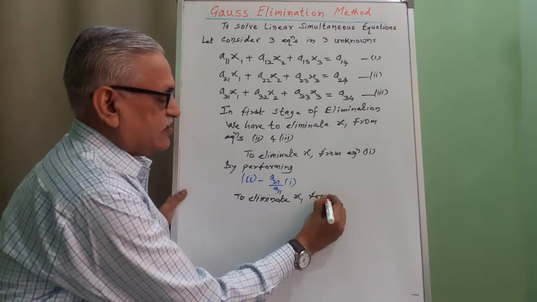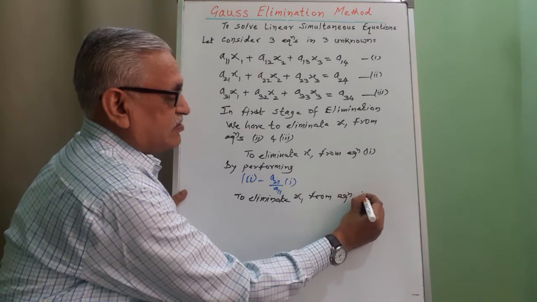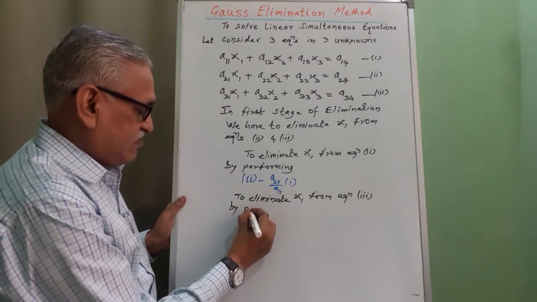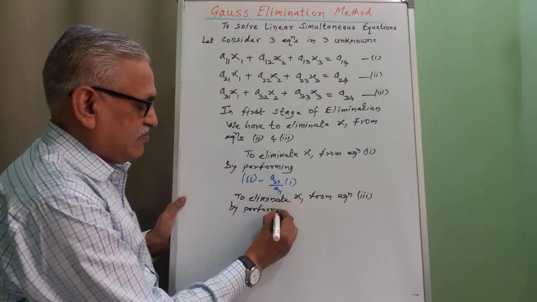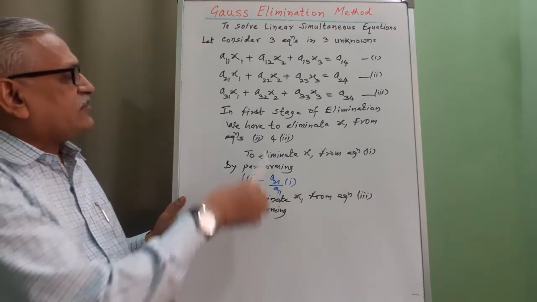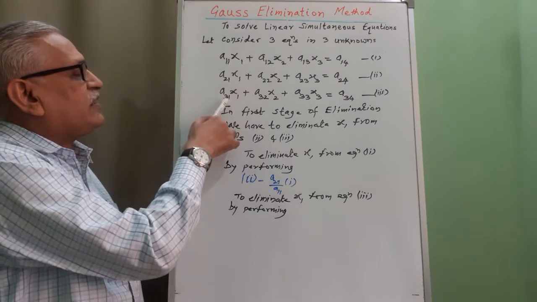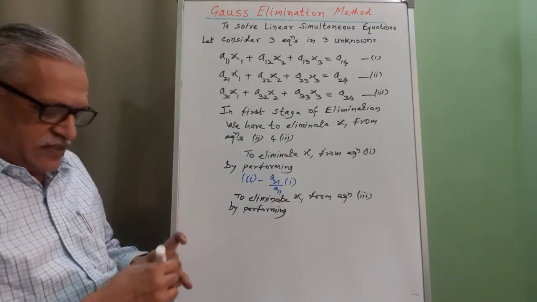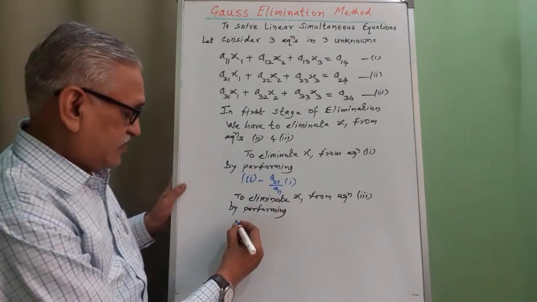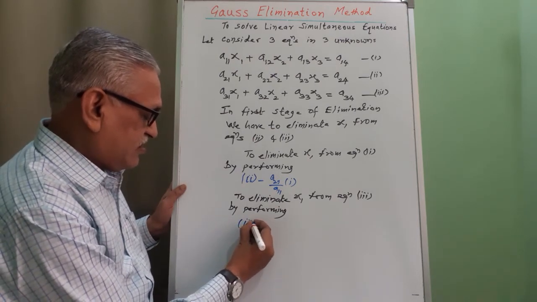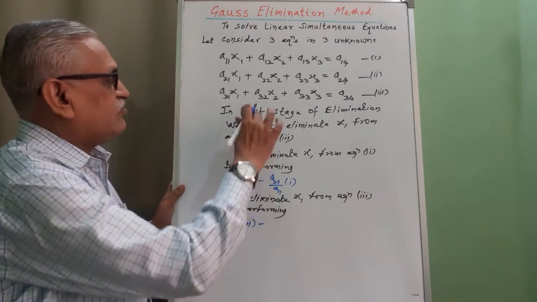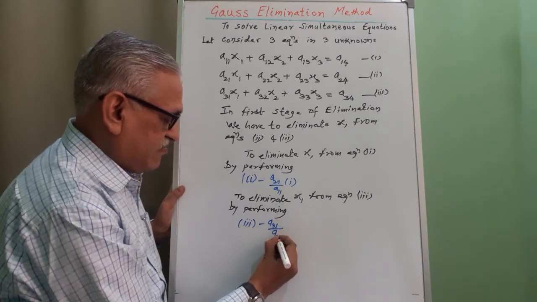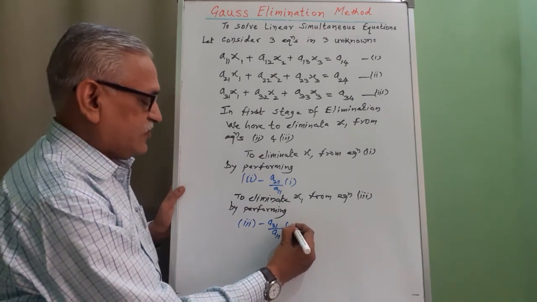To eliminate x1 from equation 3, for that we have to multiply this equation 1 by the ratio of a31 by a11 and then subtract it from equation 3, that is nothing but equation 3 minus multiplying factor a31 by a11 into equation 1.